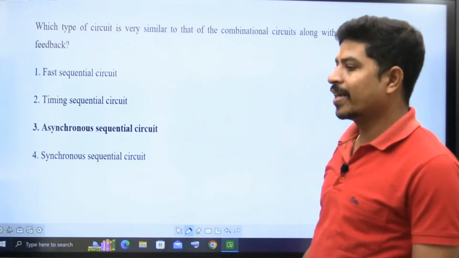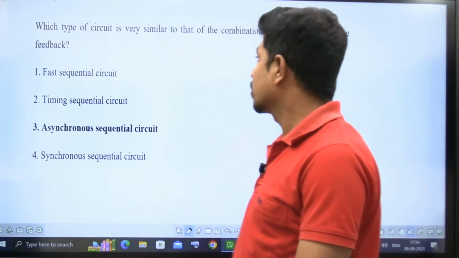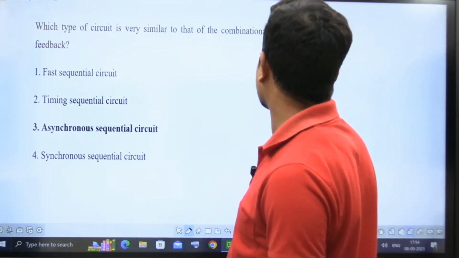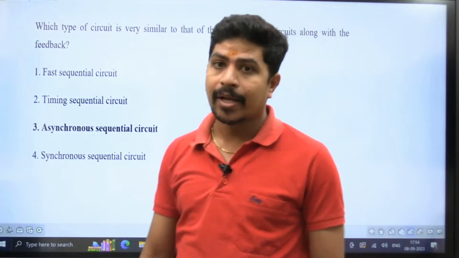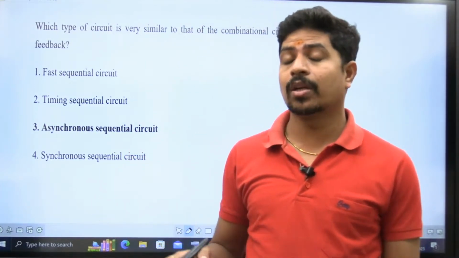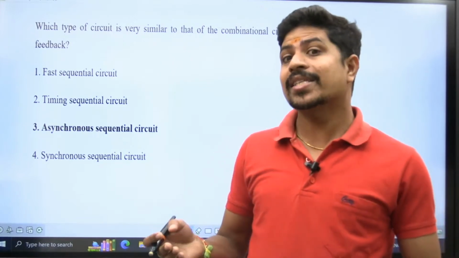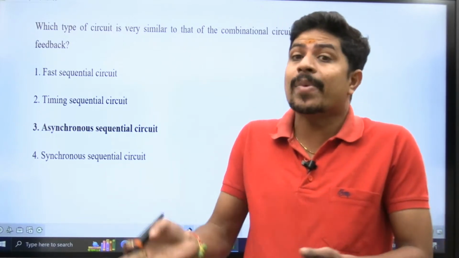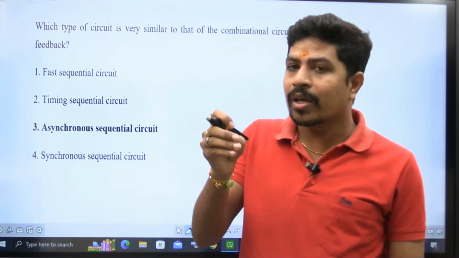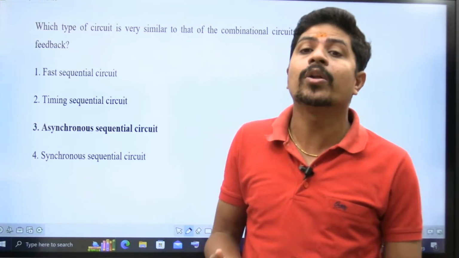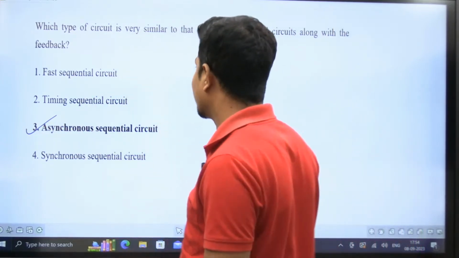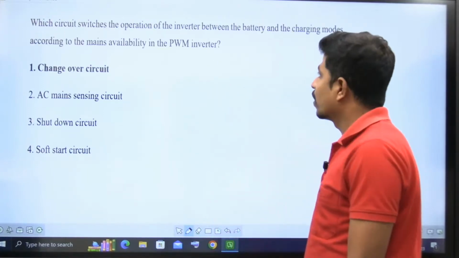Let's go to the next question. Which type of circuit is very similar to combinational circuits along with the feedback? See, what is the difference between combinational circuit and feedback? He's asking which sequential circuit is similar to combinational, meaning the one which does not work with respect to the clock. Asynchronous, yes, asynchronous sequential circuit. Next question.